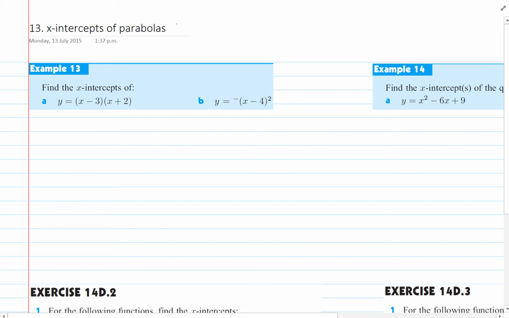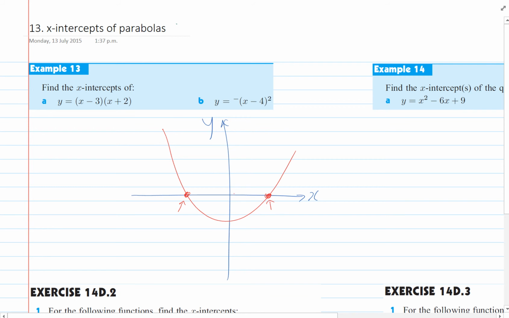Hi Year 10s, in this video we're looking at the x-intercepts of parabolas. Just to illustrate what we're talking about here, if that's our x and y coordinates, and we've got a parabola that looks like that, where it crosses the x-axis here and here, those are our x-intercepts. And we want to know what x values those have.